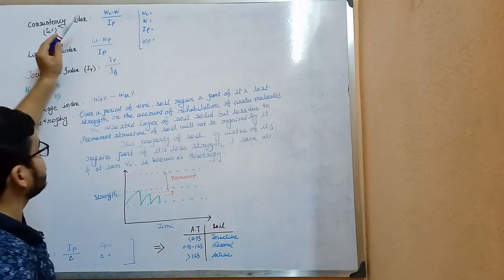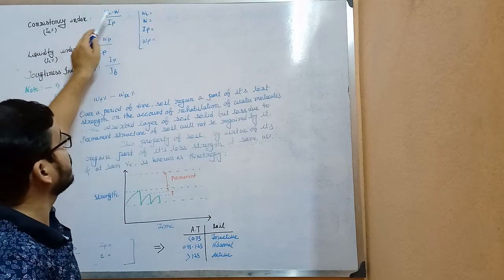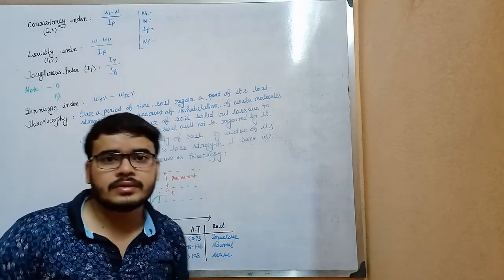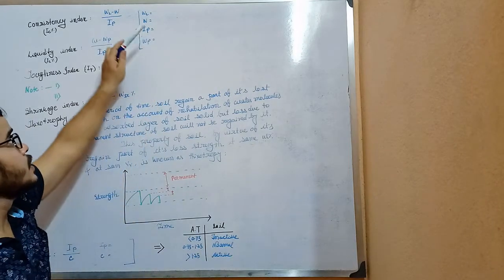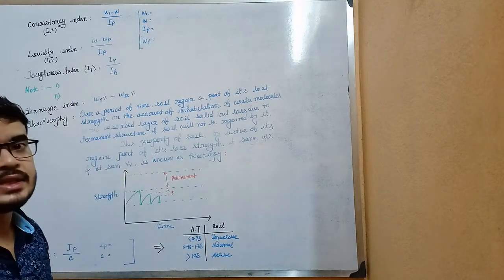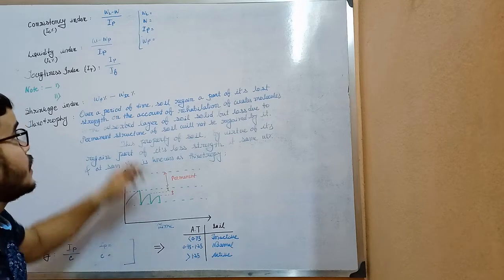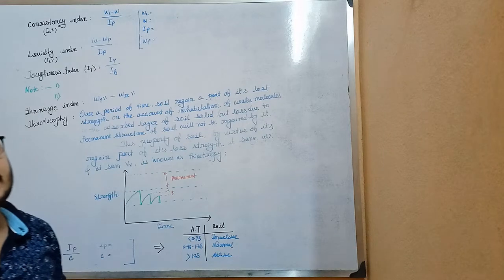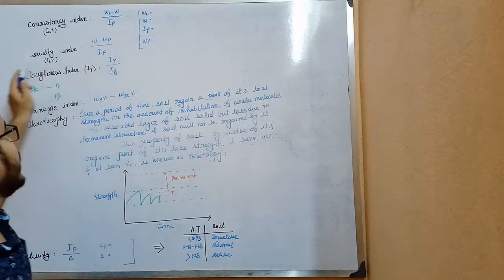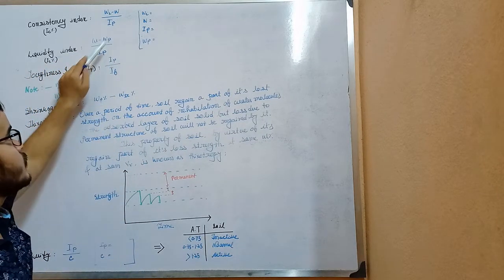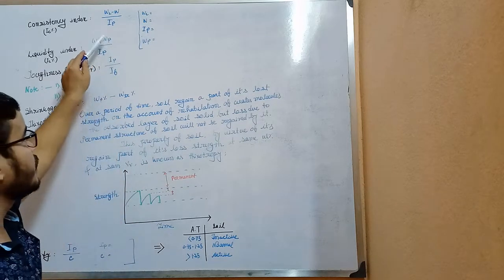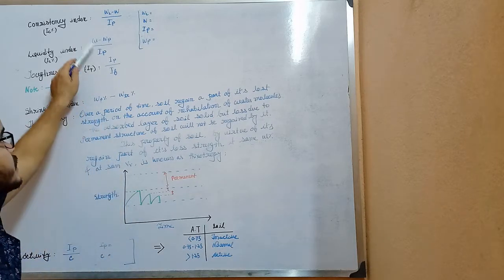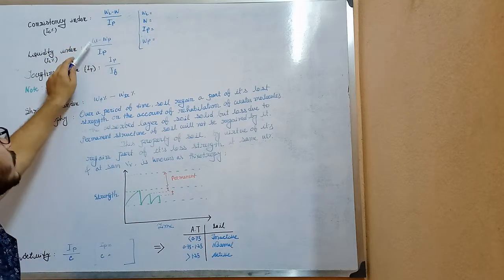And now consistency index, that is (WL minus W) by IP. WL means water content at liquid limit. IP means plasticity index, that is WL minus WP, and W means water content at the current situation of the soil. Okay, and then liquidity index, that is (W minus WP) by IP. WP means water content at plastic limit. Okay, the rest are the same as consistency index, W and IP.